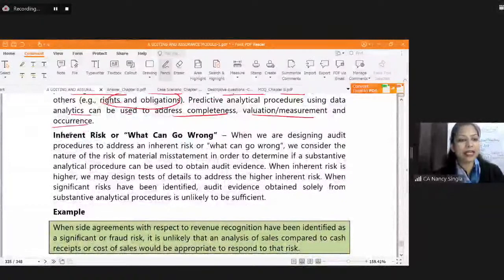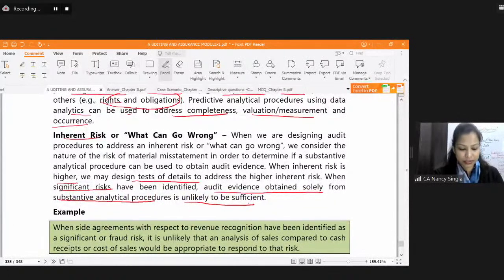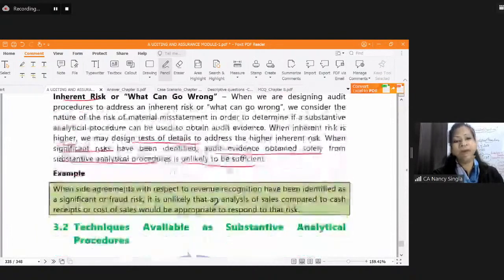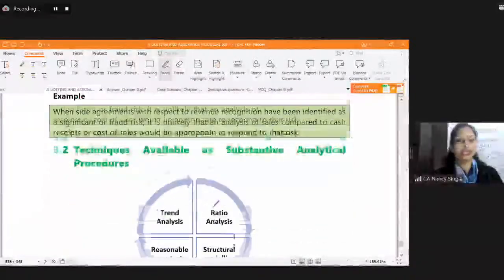And inherent risk, so it says that when there is significant risk or the inherent risk is higher, the auditor will perform test of details. Similarly, when significant risk is identified, audit evidence obtained solely from substantive analytical procedure is unlikely to be sufficient. In other words, the auditor will have to perform what? The test of details. Clear?